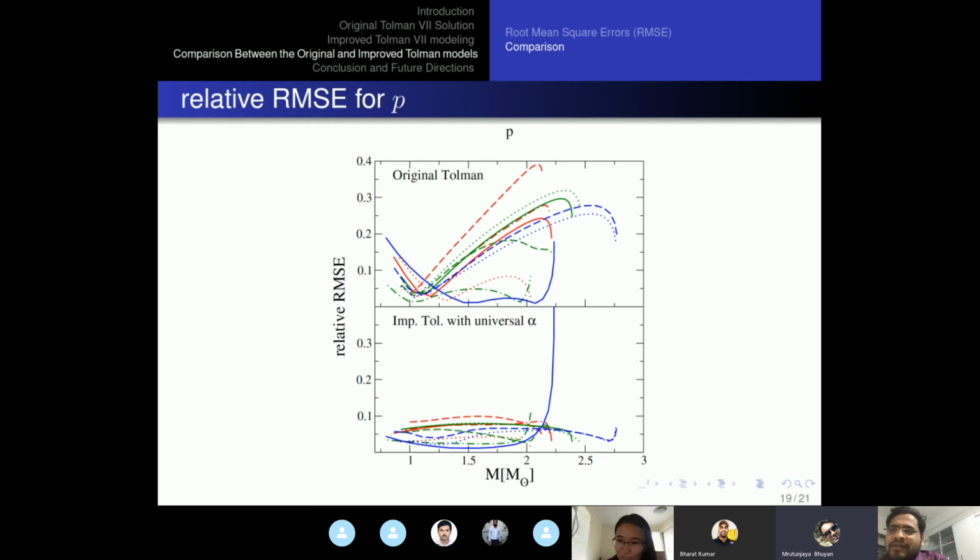Is there any more questions from others? Actually, I could not understand the error. What does the error correspond to? Here they have given the root mean square error, that is the RMS relative error, for different parameters plotted in the upper panel. This is for the original Tolman equation, and the lower is for the Tolman equation with universal parameter alpha. No, but how do you calculate this error? I'm not able to get it because you have two different models.